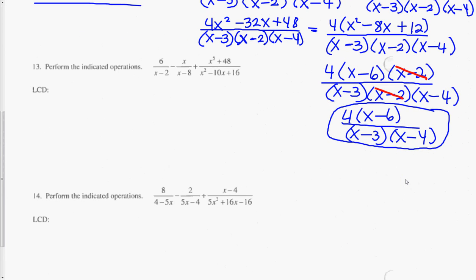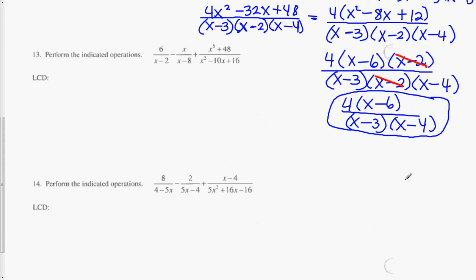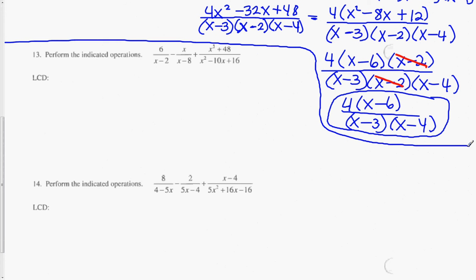All right, I'm going to try and squeeze this number 13 in here. Let's see if I can squeeze it in. Okay, if I factor the third fraction's denominator, factors of 16 that add up to negative 10 would be negative 8 and negative 2. So you can see my LCD is going to have the x minus 2 and an x minus 8. I don't have 3 this time in this denominator.